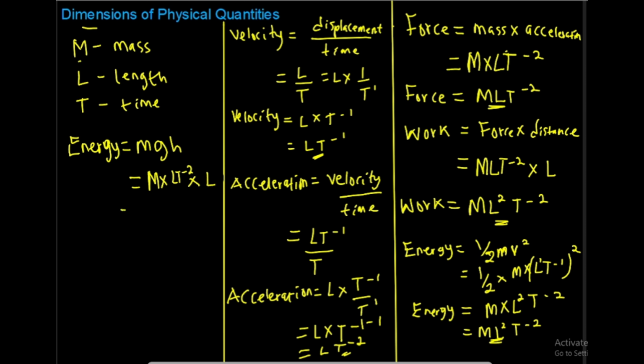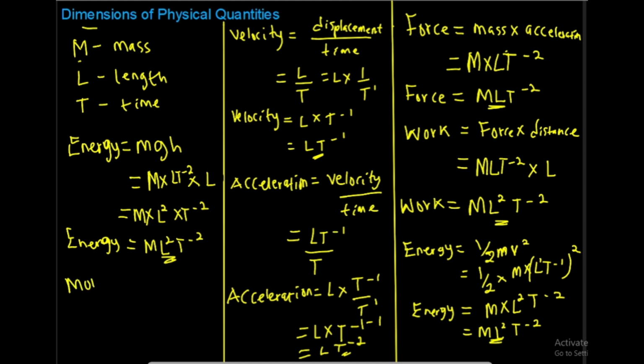So that is going to give us M times L times L, that will give you L squared, and then times T raised to the power of minus 2. So that will give us M L squared T raised to the power minus 2. So this is the dimension for energy again. Whether you're using the potential energy equation or the kinetic energy equation, you get the same thing. Now let's take another one, moment.